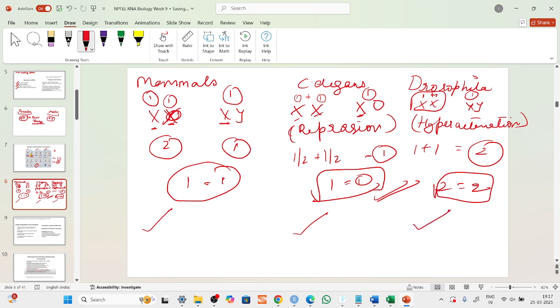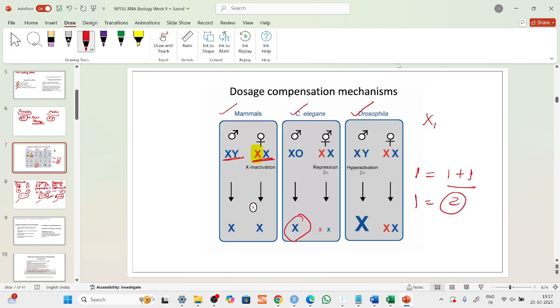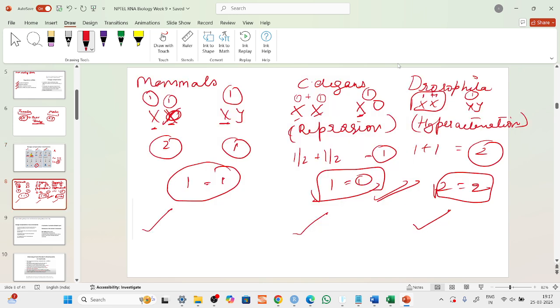So could you understand? These are the different mechanisms of dosage compensation. The mechanisms may be different, but the ultimate goal is the same: the amount of X should be equal in males and in females. That is the main objective here. I hope this is clear to you. This is very important, which is why I gave so much time to explaining the various compensation mechanisms across mammals, C. elegans, and Drosophila.